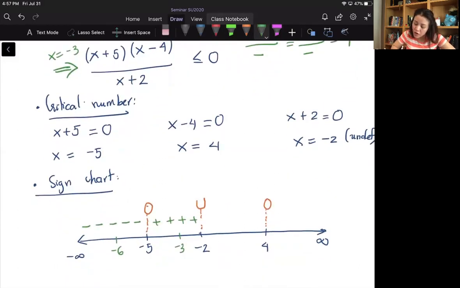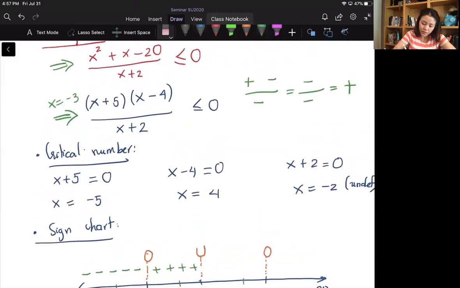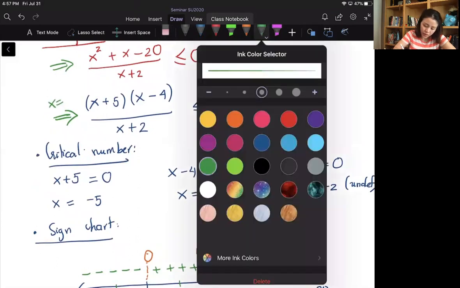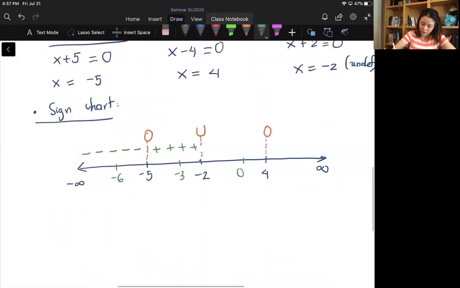From negative 2 to 4, I'm going to pick 0, right? So when x equals 0, 0 plus 5 is positive, 0 minus 4 is negative, and then 0 plus 2 is positive 2. Right, so the top is negative and the bottom is positive, so the net is negative. So here's negative, positive, negative.